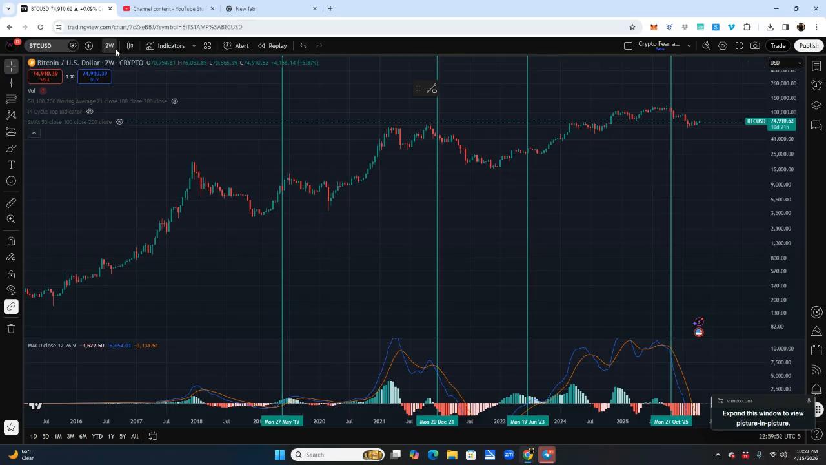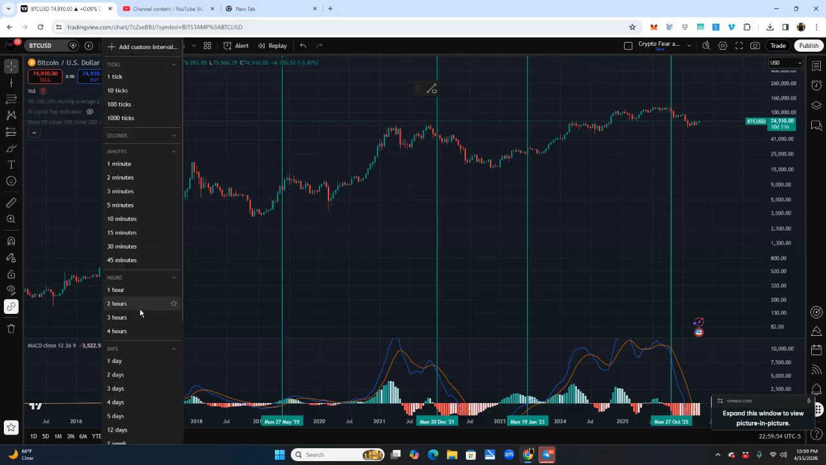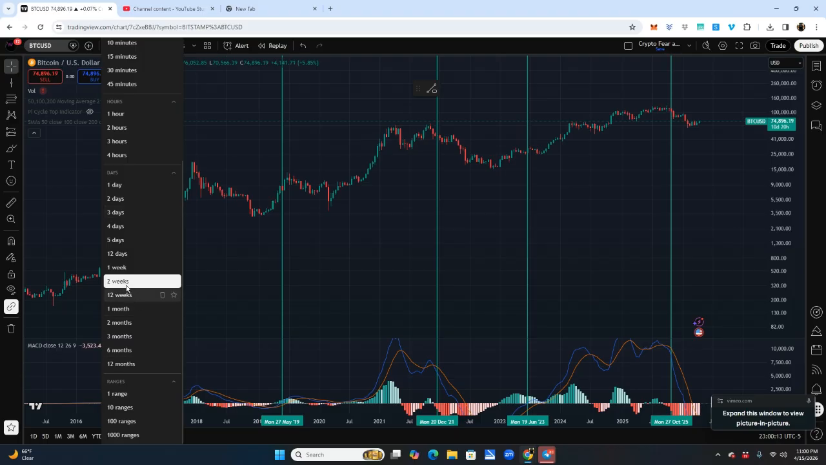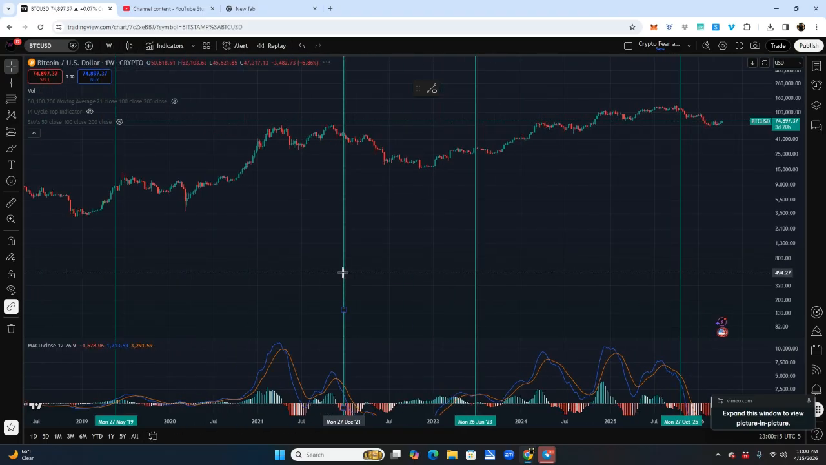Now let's look at a 1 week chart. I normally look at the monthly, but I don't make huge decisions on the monthly. I'll make decisions based on the 2 week and the week, and then the 3 day as well. If you don't have a 3 day, it's because you're not paying for TradingView. If you pay for TradingView $15 a month or so, you can add specific days. Okay, so let's look at the 1 week.